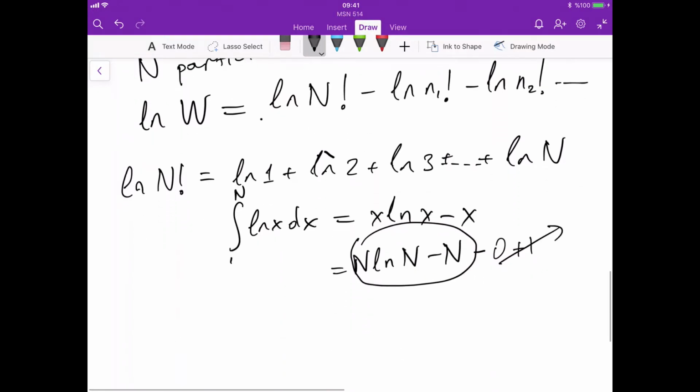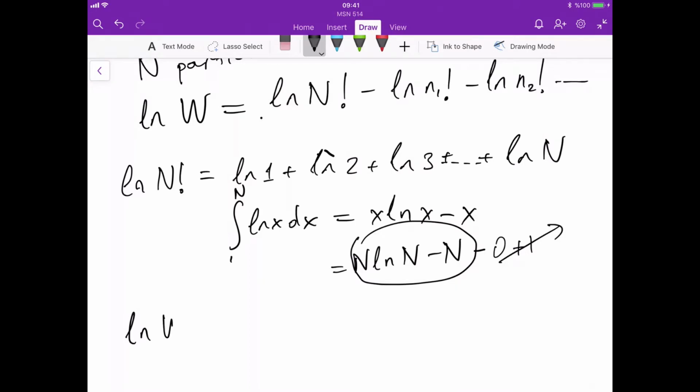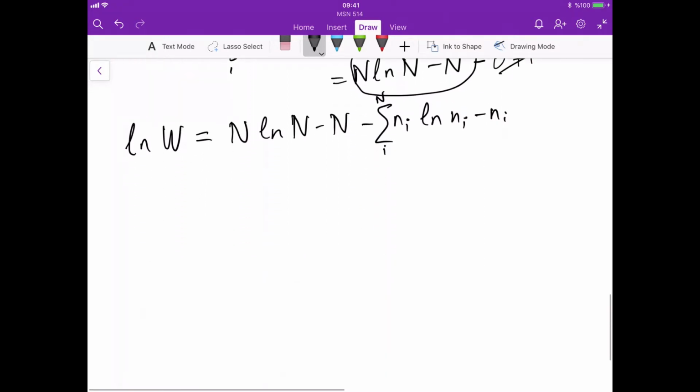Good. Then what is ln w? Do you see that it has to do with n ln n minus a sum over i of ni ln ni, where the ni sum up to n? Do you understand my point? So I want to do something with this.